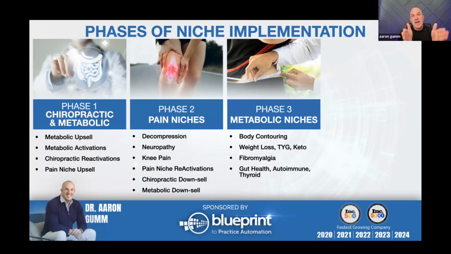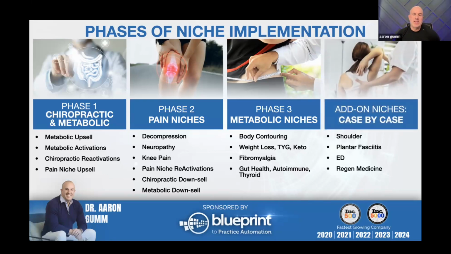So again, we just go back to the fundamentals of the BPA revenue pyramid when we get into these phases. Then phase three is really not even a phase. It's ancillary niches that we can add on along the way. Shoulder pain, plantar fasciitis, ED, regenerative medicine, if you want to get into the medical model, which I really don't feel like you need, but we'd have the training for it if you do.